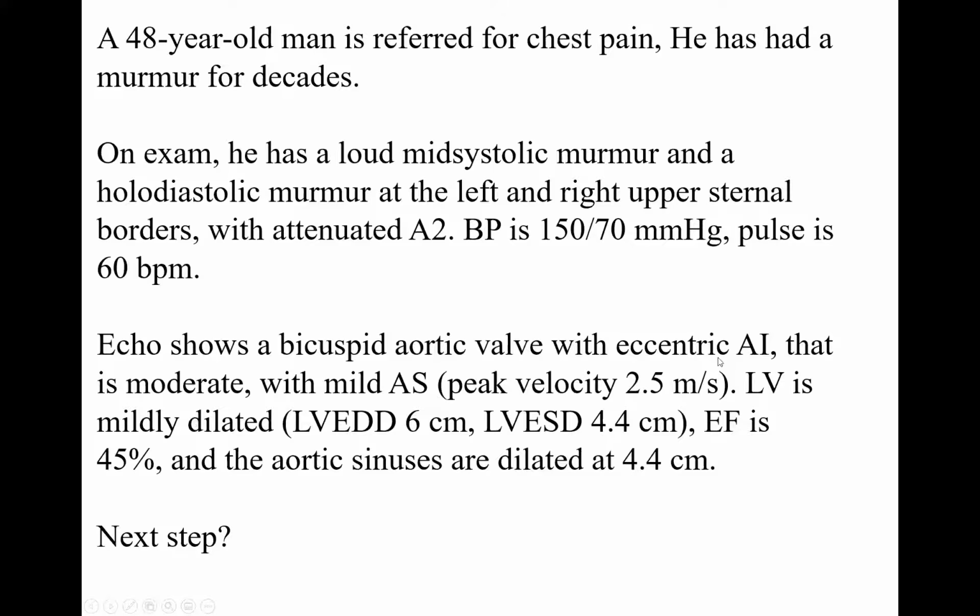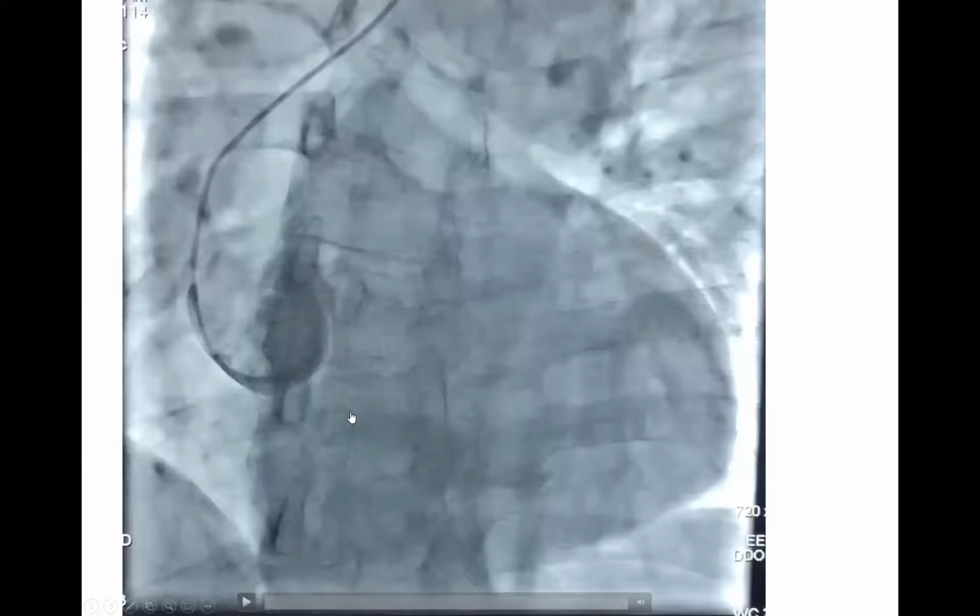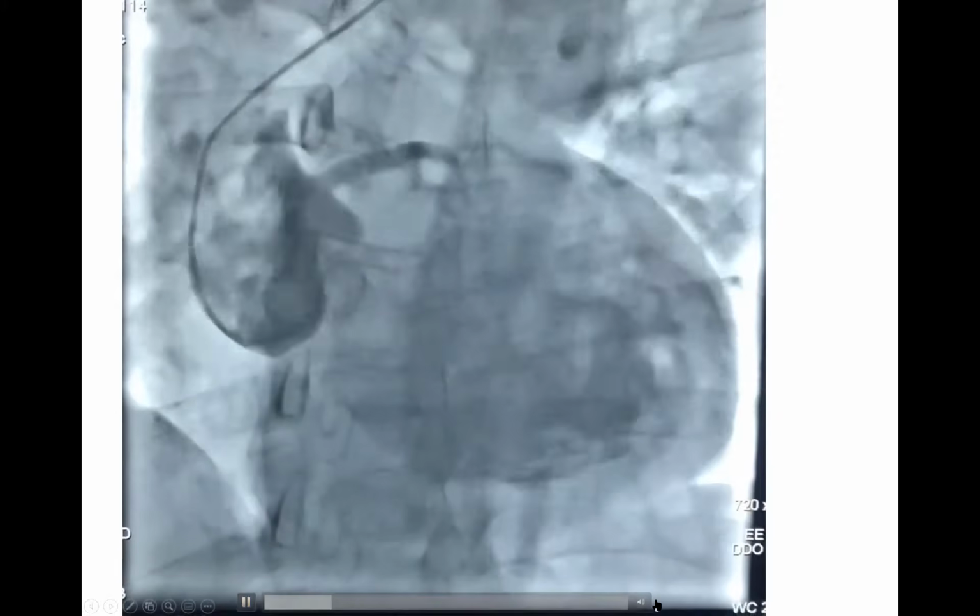Another hint is that echo frequently underestimates eccentric jet, whether AI or MR. You also have other hints. The LV is dilated, EF is low, not clearly why. So all that fits. So this is a great case to do an aortogram here. And this is the aortogram that we did.